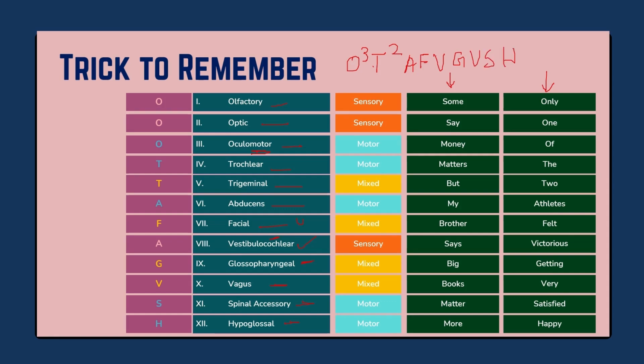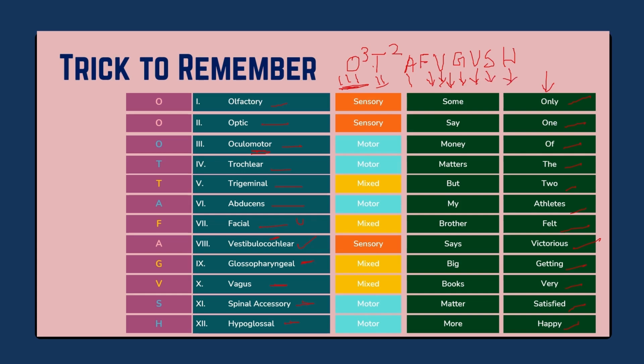I don't know how to remember this, but yeah, I have the mnemonic here. Only one of the two athletes felt victorious, getting very satisfied and happy. Only one of three, okay, only one of three O's. The two athletes felt victorious, getting very satisfied and happy.